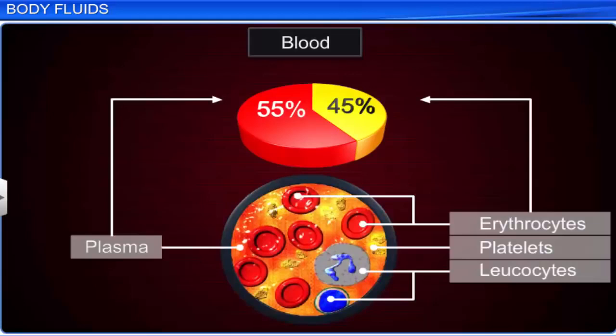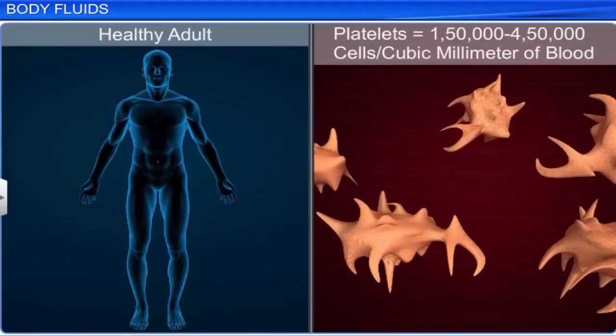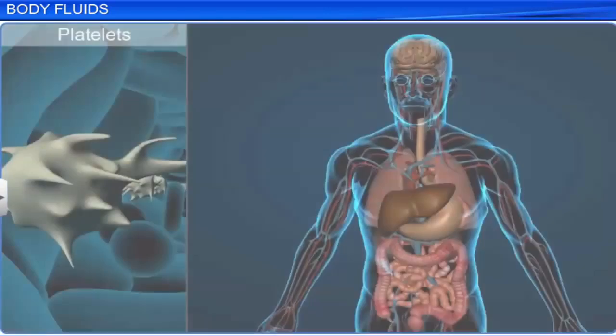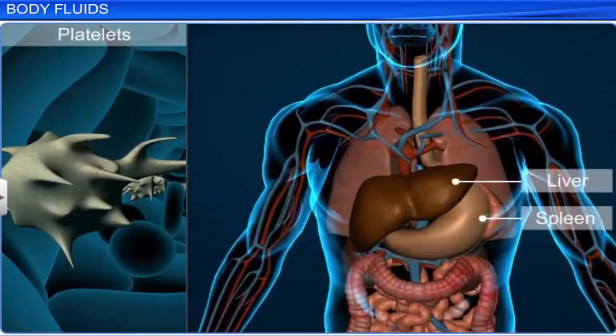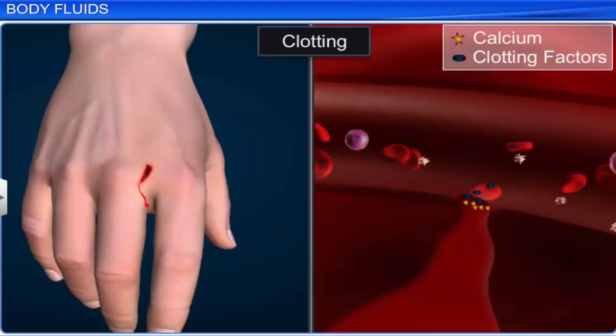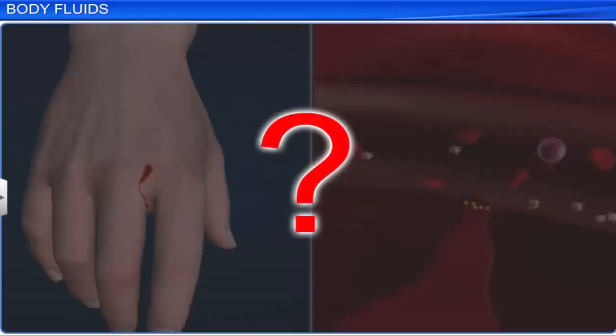The third component of formed elements is platelets, which are formed in the bone marrow as tiny cell fragments called thrombocytes. A cubic millimeter of blood contains around 150,000 to 450,000 platelets. They circulate in the blood for around 7 to 10 days, after which they are destroyed in the spleen and liver. Platelets help in clotting by releasing calcium and clotting factors present in their cytoplasmic granules. Let us see how platelets help the clotting of blood.